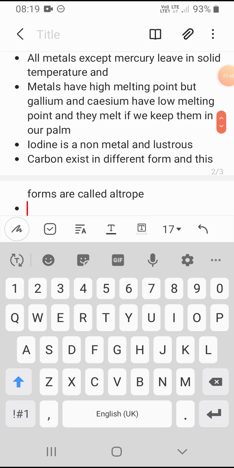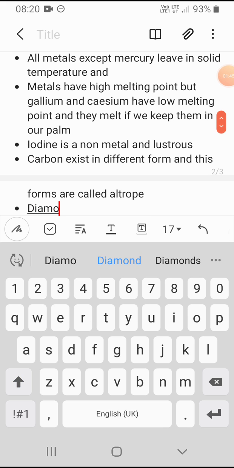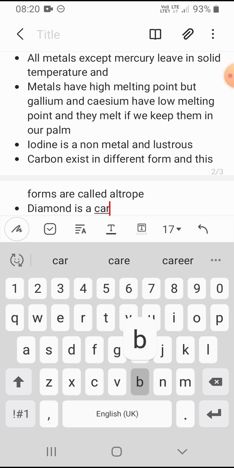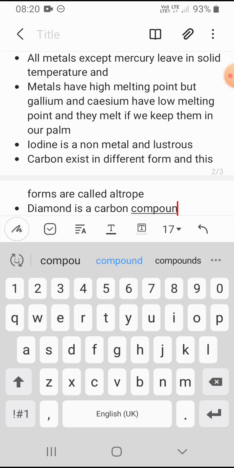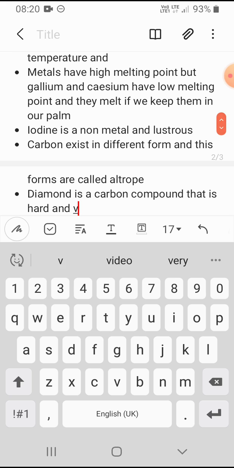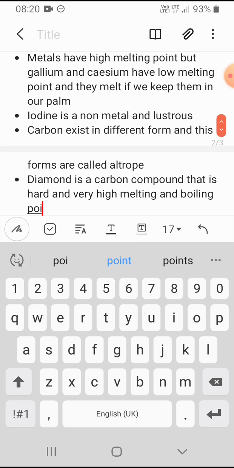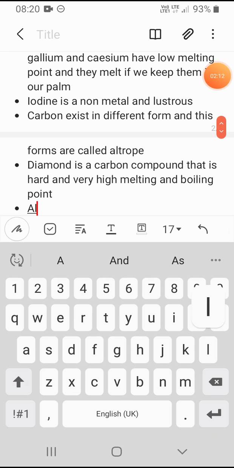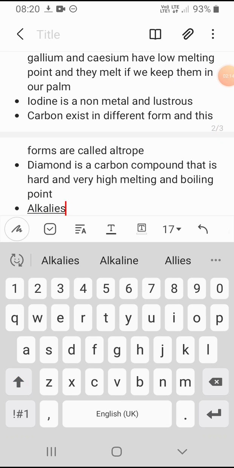And diamond is a carbon compound that is hard and has a very high melting and boiling point. Alkali metals are soft and can easily be cut with a knife.